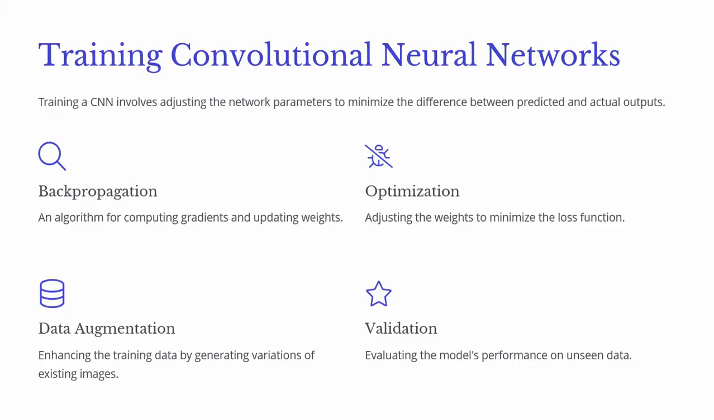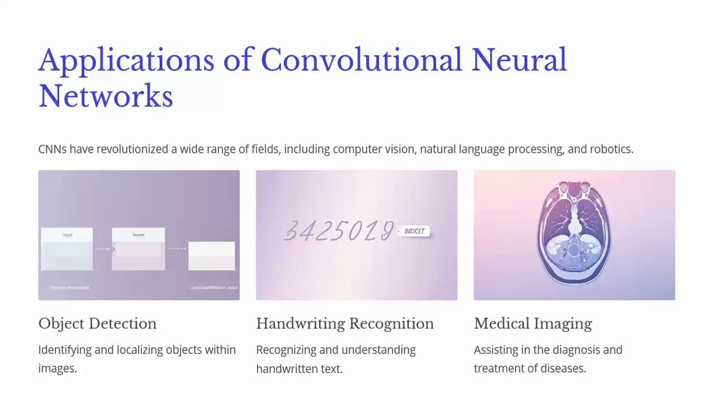For training convolutional networks, we have backpropagation, optimization, data augmentation, and validation. We studied all these things at the start of our videos. What is backpropagation? What is the need for optimization? What are data augmentation and validation? Please refer to my previous videos to understand these concepts in detail. And in real-time applications of convolutional neural networks, we have object detection, handwriting recognition, and medical imaging. These are some of the applications where we are using convolutional neural networks.